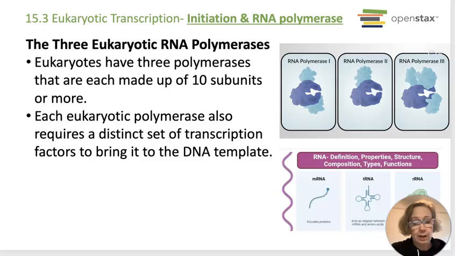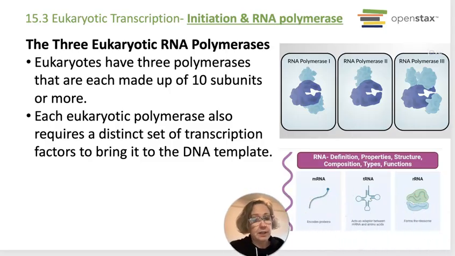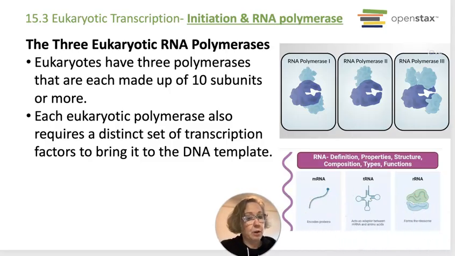But let's talk about the good old polymerases, okay? There are 3 polymerases. They're each made up of about 10 subunits, and each eukaryotic polymerase also requires a set of transcription factors that bring it to the DNA template, right? So not only do you need the RNA polymerase, but you need a transcription factor that brings it, right? You need something that brings it together, okay?